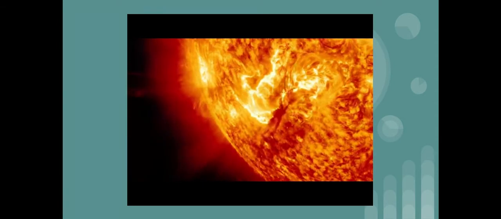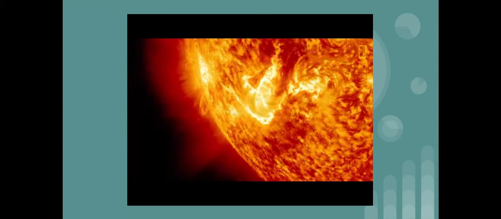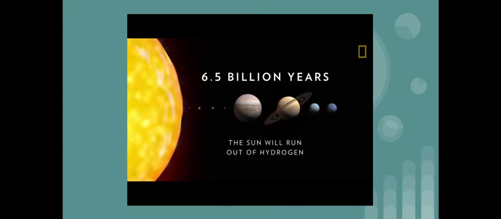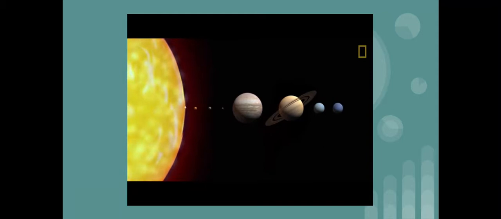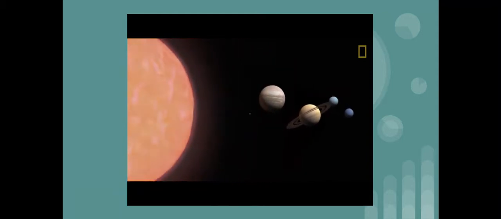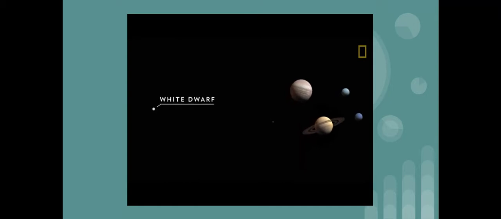Despite its size and strength, the sun will not last forever. In about 6.5 billion years, it will run out of its hydrogen fuel, expand to envelop Mercury, Venus, and even Earth, and then collapse into a small star known as a white dwarf.